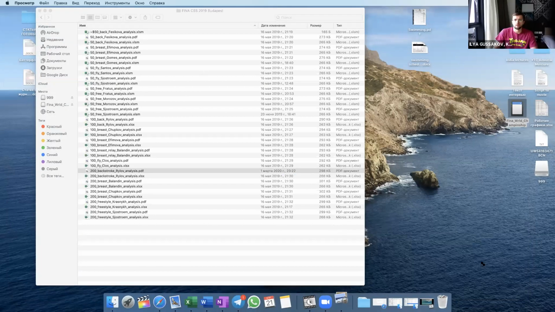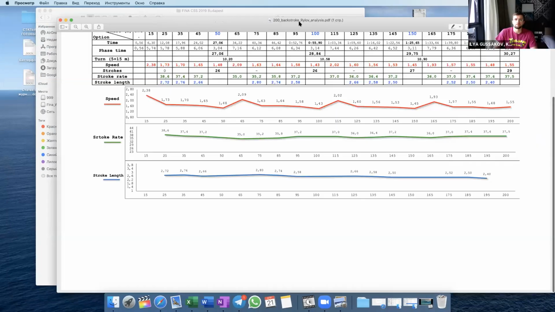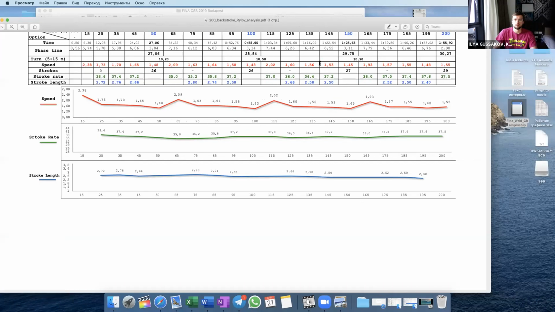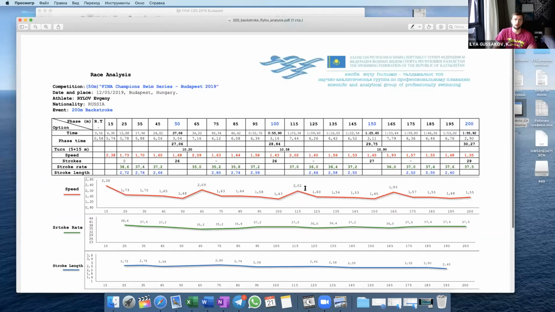So if you look at this, this is actually also part of the next lesson. We will talk about some race analysis and some technologies in swimming today. So if we look at speed, this is a 200-meter backstroke from Budapest, Hungary. It was the FINA Champions Swim Series last year, May, almost a month ago.